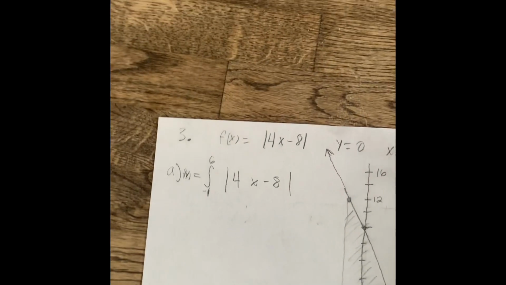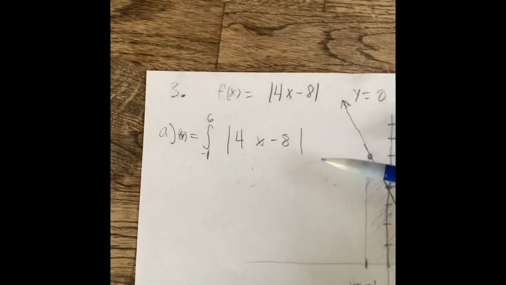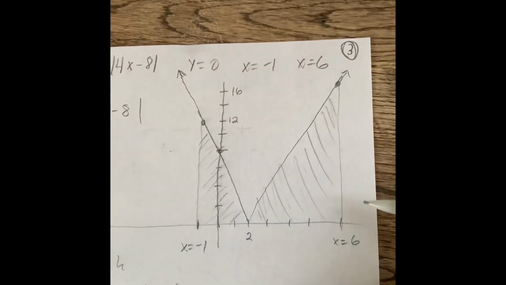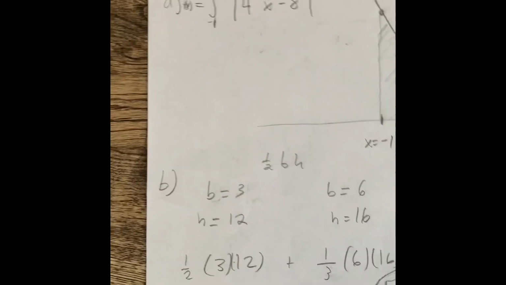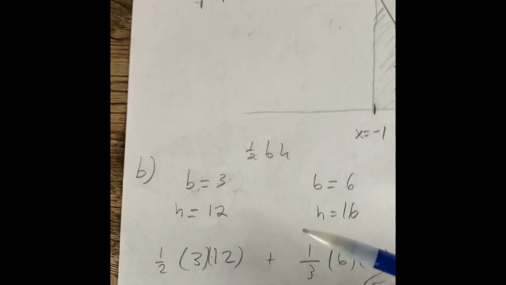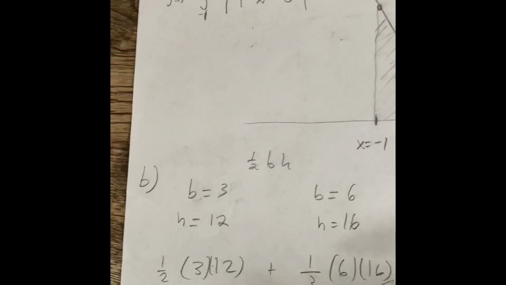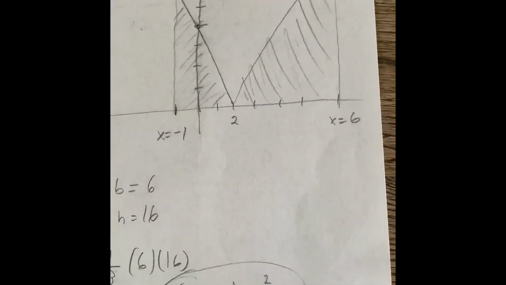Okay, for number 3, the first thing I was asked to do was basically write out my integral, and I wrote it out there, and then I was told to sketch it, which I did here. That was part A. Part B, I was told to find it using geometry. Basically, I just did my two triangles and added them together to find the area. I did 1/2 base times height for both of these, plugged it into my equation, and I got 50 units squared.